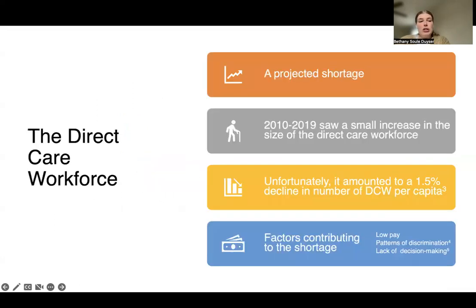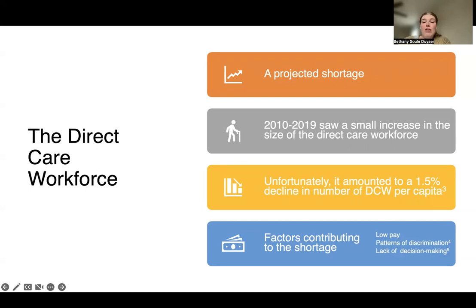The direct care workforce, as you may be familiar, is in a tenuous position, especially as the population is aging. There's a projected shortage of direct care workers. There was a small increase in the number of direct care workers in the past decade, but it unfortunately amounted to an actual 1.5% decline in the number of direct care workers per capita. Here in Michigan, the estimate is about 36,000 more direct care workers are needed right now.